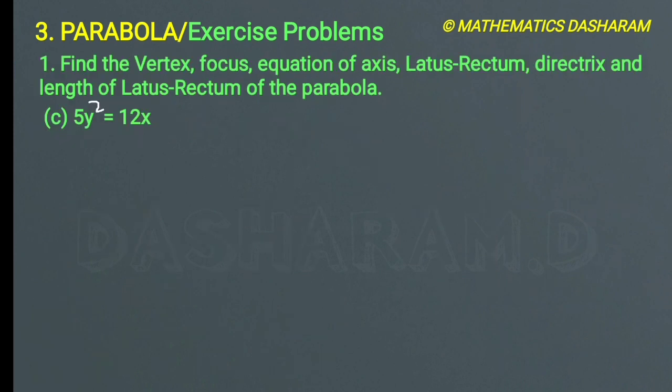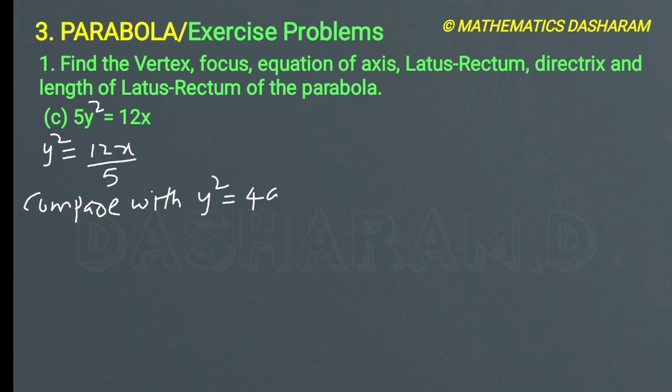Next, C question, 5y square equals 12x. From this, y square equals 12x divided by 5. Now compare with the standard form, that is y square equals 4ax, then 4a equals 12 by 5. 4 ones are 4, 3 fours are 12, so a equals 3 by 5.